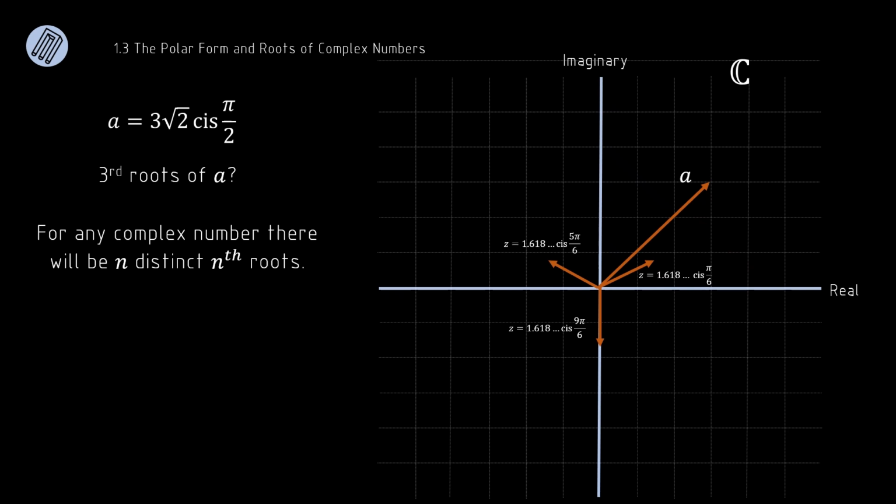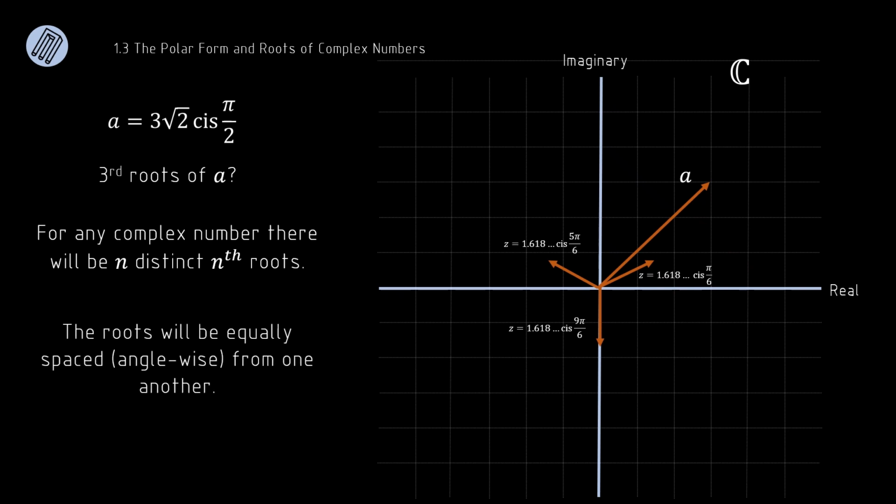But in general, for any complex number, there will be n distinct nth roots. Also, the roots will have the same magnitude, and they'll be equally spaced, angle-wise, from one another. That's all I wanted to cover in this video. To really drive the understanding of what roots of complex numbers look like, I'll end this video by showing some code that will help visualize how roots of complex numbers change as the number itself changes.